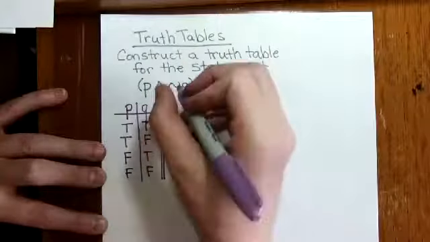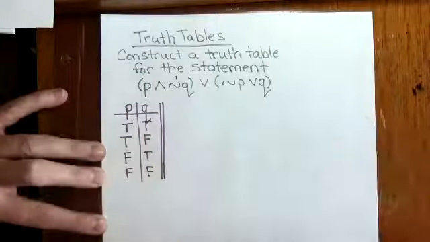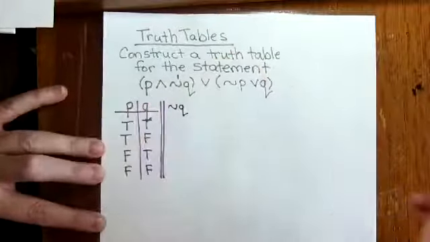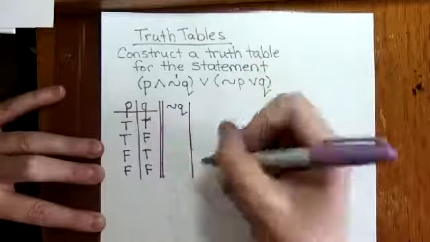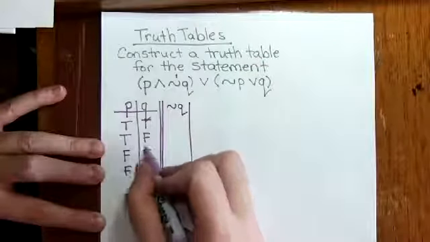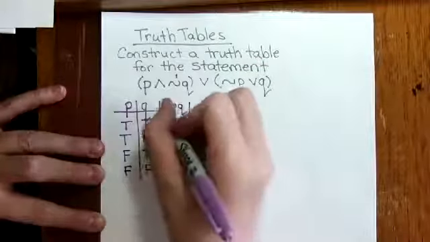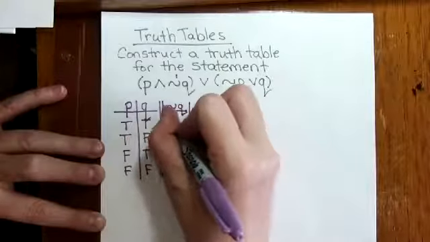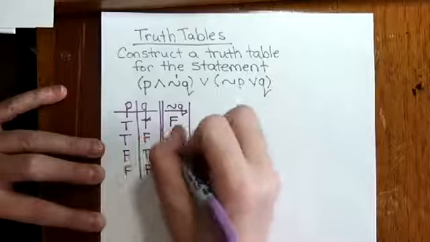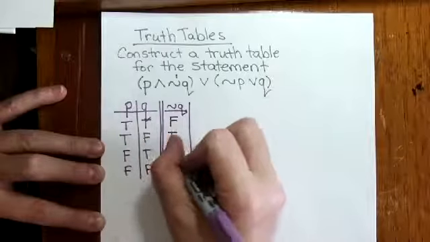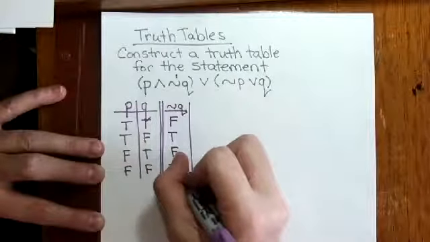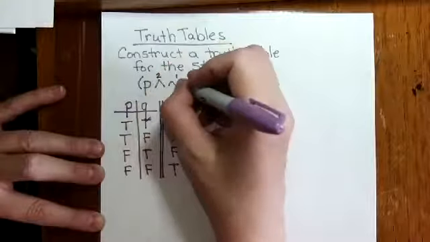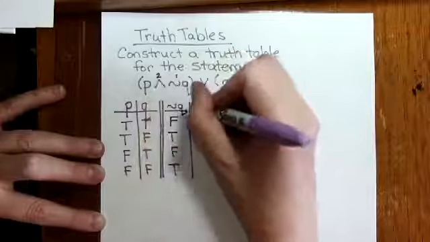The first thing we can do is negate Q. Not Q is to look at the Q column and reverse the truth values. So T's become F's and F's become T's. Now we can AND our not Q with our P.